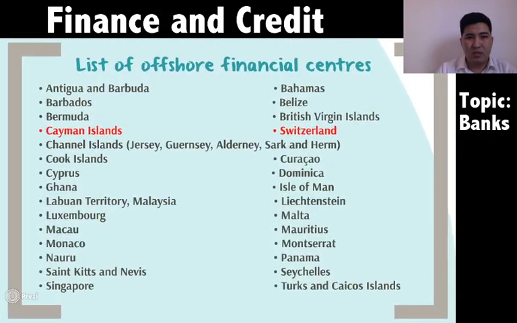Offshore banks. This is a list of offshore financial centers. As you see from this list, most offshore banks are located on islands, not on the mainland. For example, Antigua and Barbuda, Barbados, Bermuda are all islands in America. Almost all of these countries are islands, and the popular ones are the Cayman Islands and Switzerland.